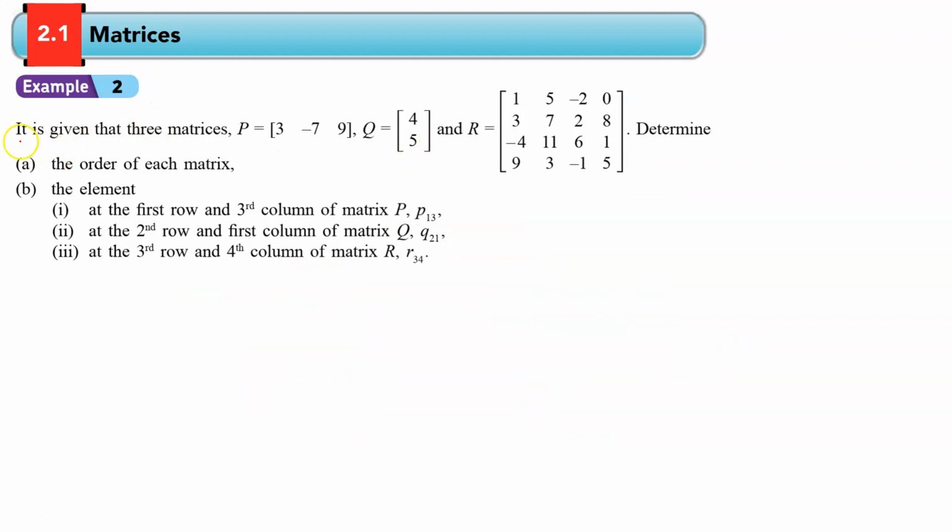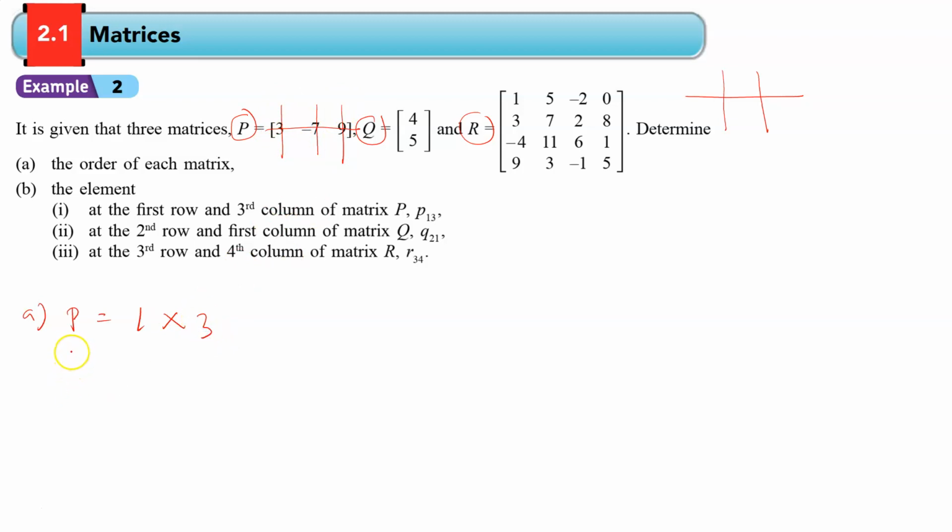Tengok example tu. It is given that 3 matrices P, Q and R. So ada 3 P, Q and R. Determine the order of each matrix. So A. Order kena tengok dia punya row dulu. Berapa row times berapa column. So, berapa row untuk P? 1 row. So, P 1 by 1, 2, 3. 3 column. 1 by 3.